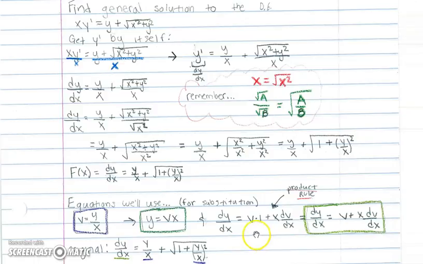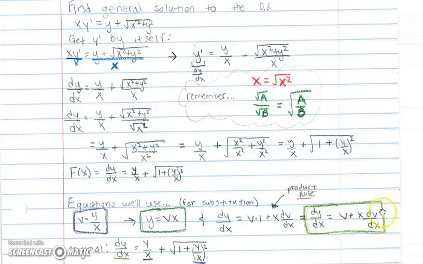So the way you do that is you find the product rule of this relationship right here, and you end up getting v times 1, because 1 is the derivative of x, and then you get x times dv/dx. So that will be the derivative there. So you end up getting dy/dx equals v plus x times dv/dx.